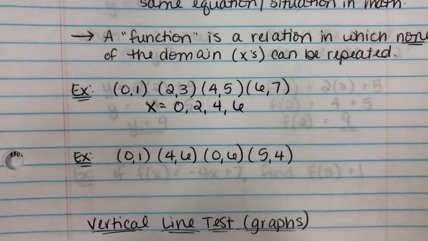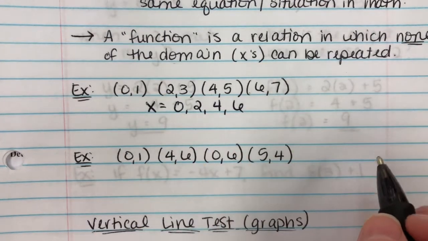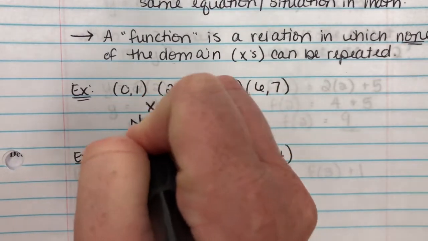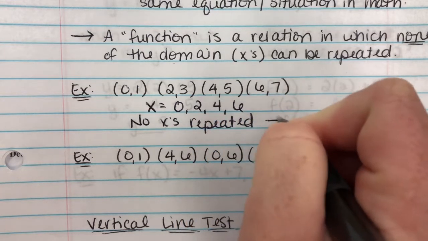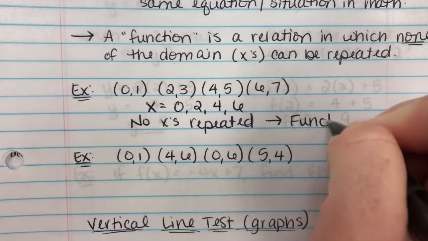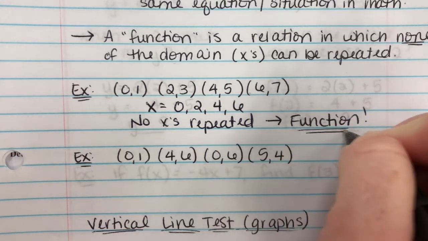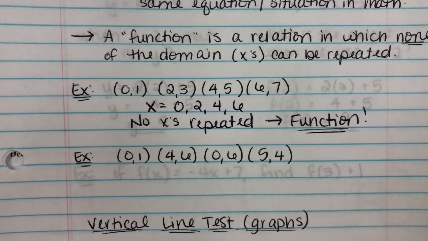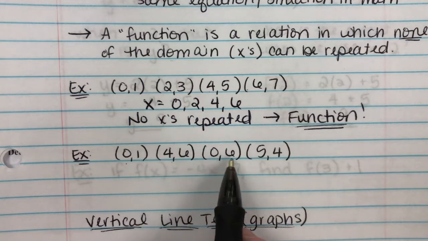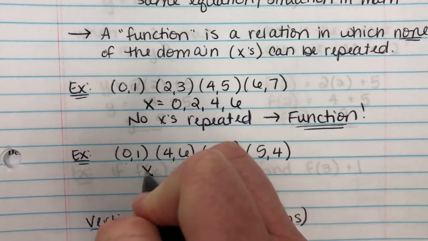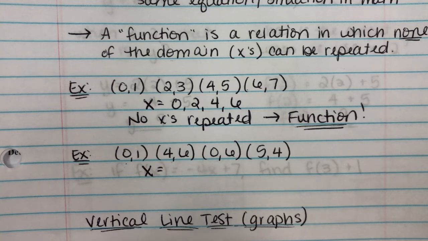So I write, yes, this is a function, and because none of these numbers are repeated, no x's repeated, function. And again, a function is just a specific type of relation. Okay, and then the second one here, we have this set of ordered pairs, this relation, (0, 1), (4, 6), (0, 6), (5, 4). Let's look at all of our x's. We don't really care what the y's are. They can repeat, that's fine.